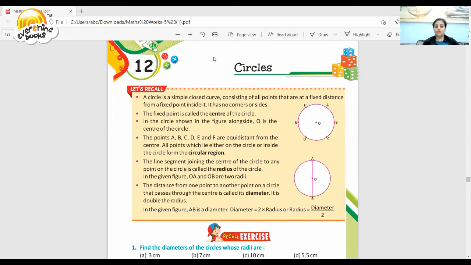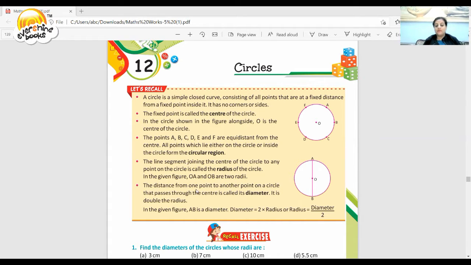So, in the circle shown in the figure alongside, O is the center of the circle. The points A, B, C, D, E, F stand for points from the center, all the points which lie either on the circle or inside the circle form the circular region. The line segment joining the center of the circle to any point on the circle is called the radius of the circle. In the given figure, OA and OB are two radii.